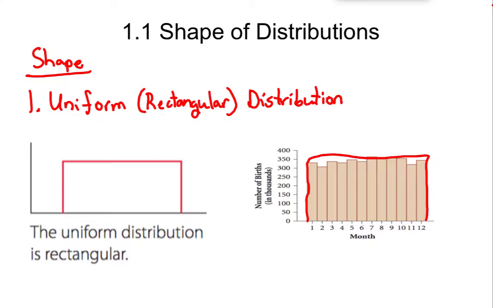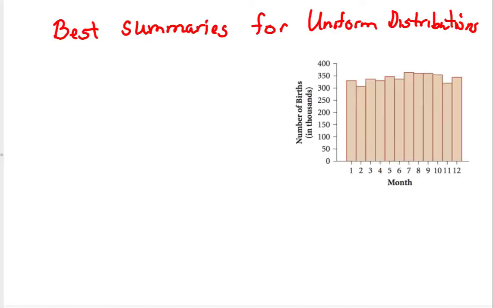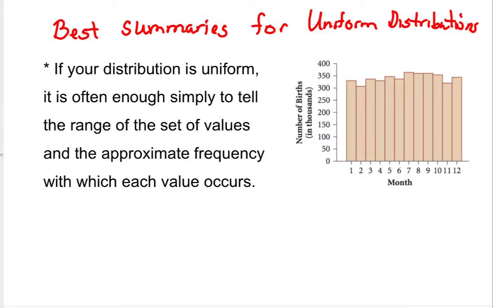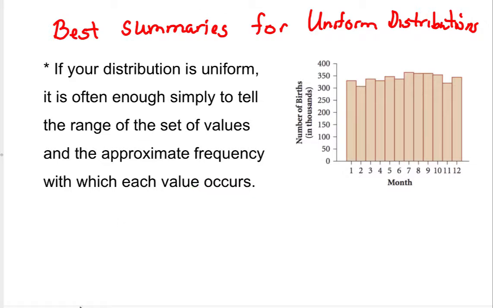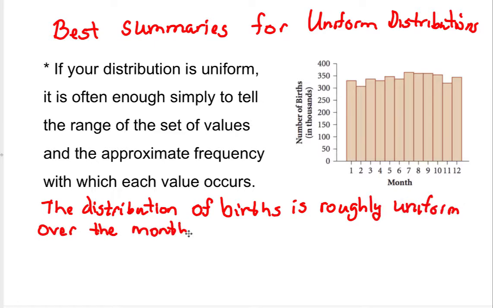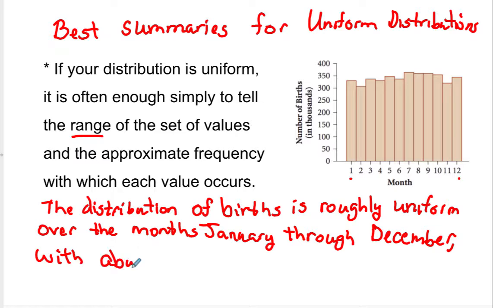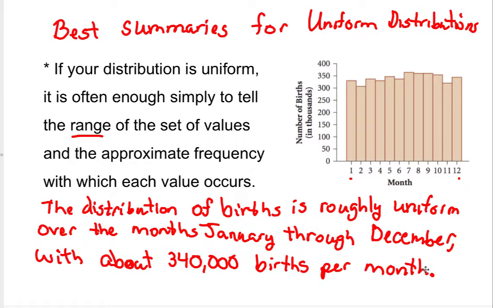The overall shape is a rectangular shape. The plot shows that there is actually little change from month to month. That is, we see a roughly uniform distribution of the number of people born across the months. To summarize this distribution, you might write, the distribution of the people born is roughly uniform over the months January through December, with about 340,000 births per month. Include the two key pieces of data, the range, January to December, and the approximate frequency, 340,000 births per month.